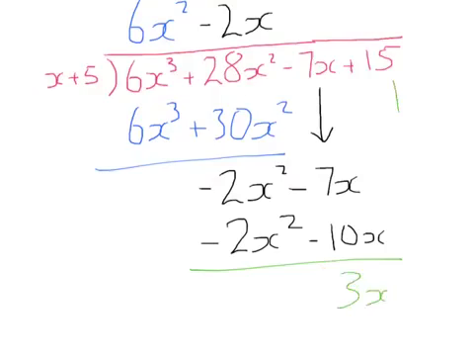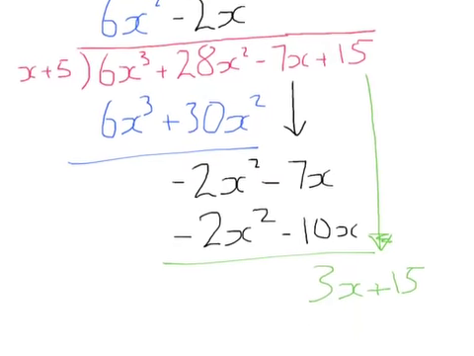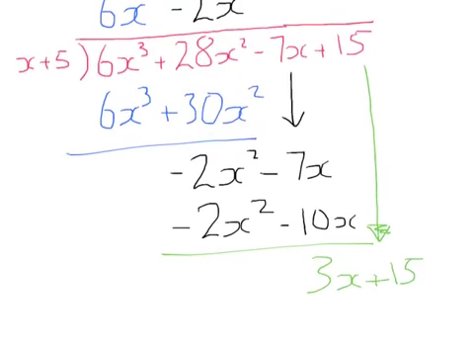Similar to before, I'm going to bring the next term down, which is that 15. Plus 15. Now, if this works without any remainder, we'll see in a second how that happens. Again, I've got two terms here. So, first of all, I'm going to look at this one, and I'm going to think about what I need to do. I need to divide it by this thing. So 3x divided by x is just 3.